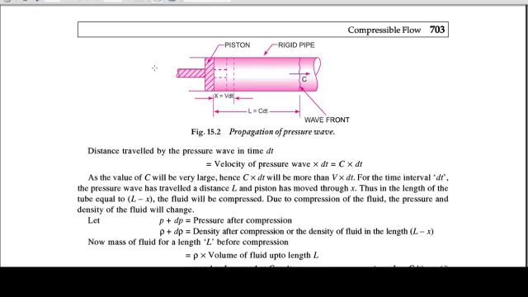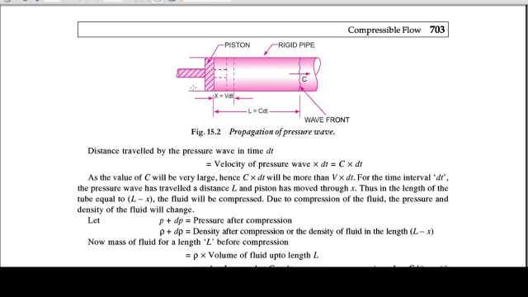This pipe is horizontal, and the pipe is completely filled with the compressible fluid. The pipe has a uniform cross-sectional area. The piston, provided on the left side of this horizontal pipe, is moved towards the right. The dotted line shows the displacement.